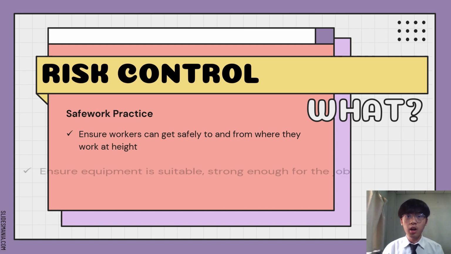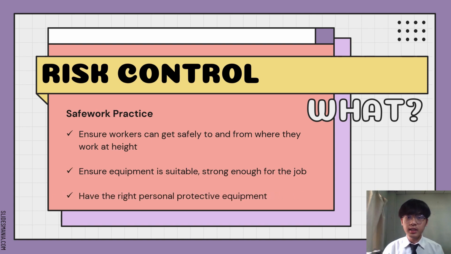The risk control that we recommend is to ensure workers can get safely to and from where they work at height. Also, ensure equipment is suitable and strong enough for the job, and maintain and check it regularly. Lastly, have the right personal protective equipment like a helmet and suitable footwear.